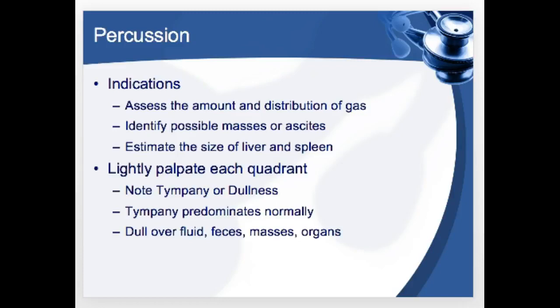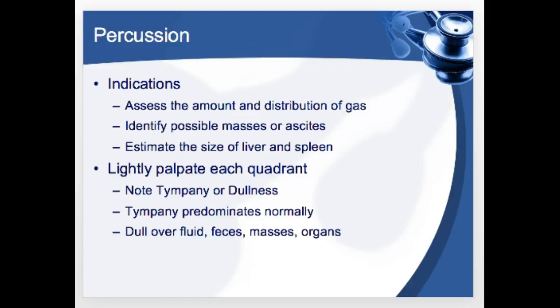Percussion. Once you've auscultated all the abdominal contents, then you can percuss. You can do this anytime there's discomfort, and even on a wellness examination just to get the feel of it down. The times I do this generally are associated with ascites, and we'll talk about that in a minute. You do this to assess the amount and distribution of gas and fluids to identify potential masses or ascites. You can also estimate the size of the liver and the spleen by percussing the borders, which isn't super sensitive unless you do it a lot and get good at it.